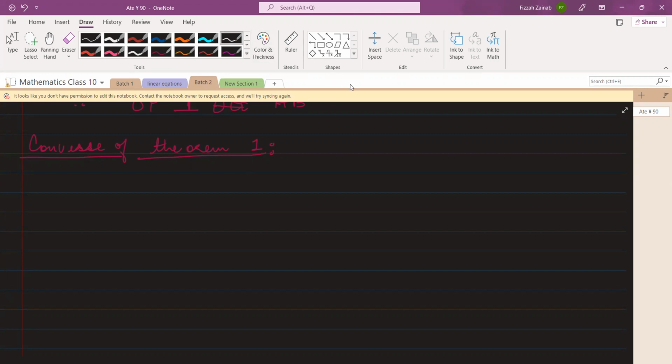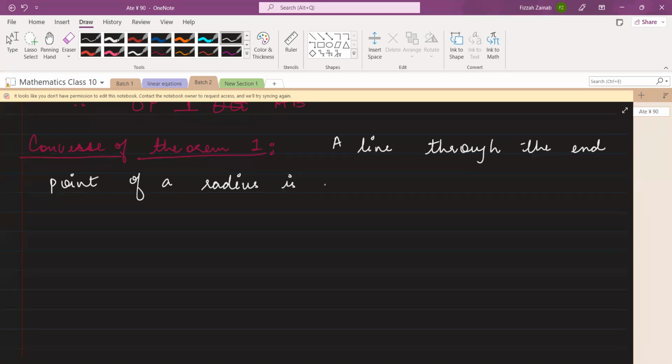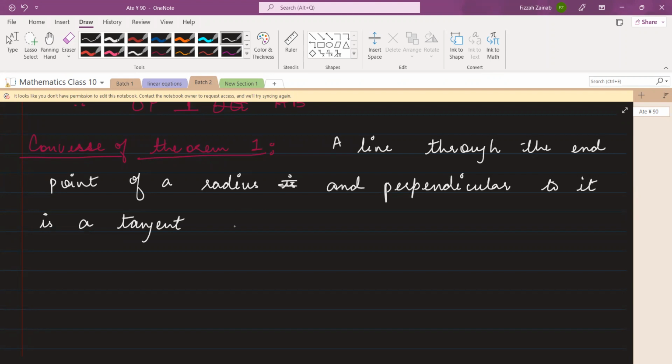So just write down: a line through the end point of a radius, and perpendicular to it, is a tangent to the circle. How to prove this one? So we will prove it also, this small proof.